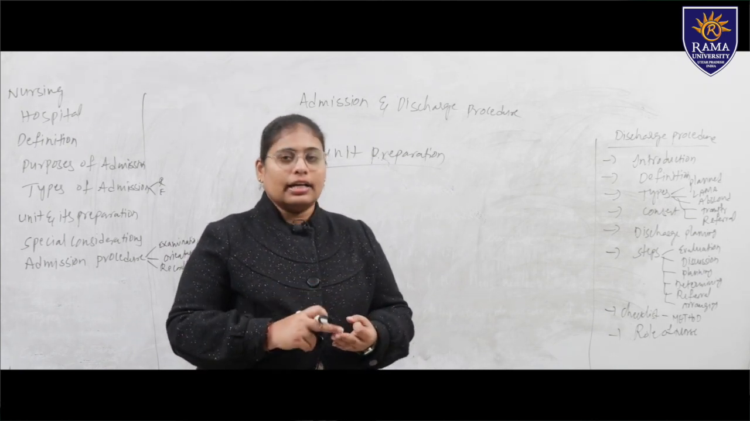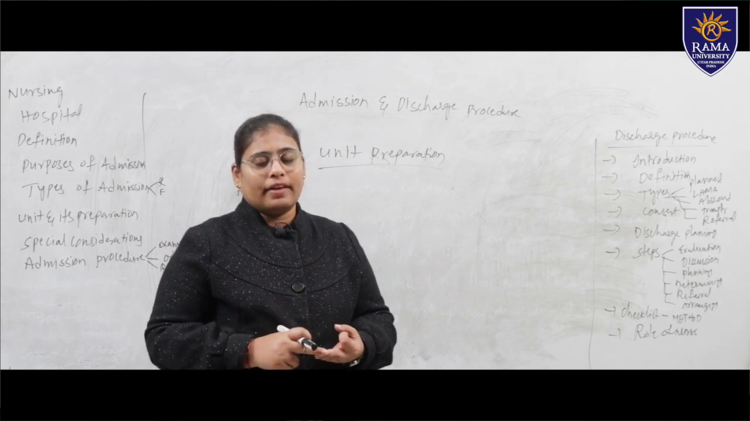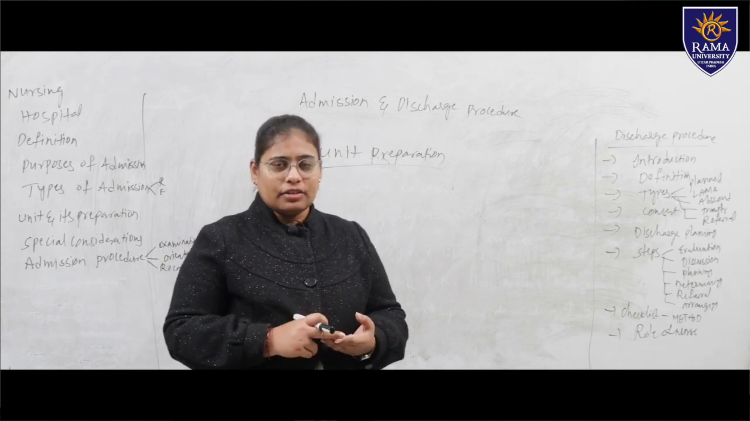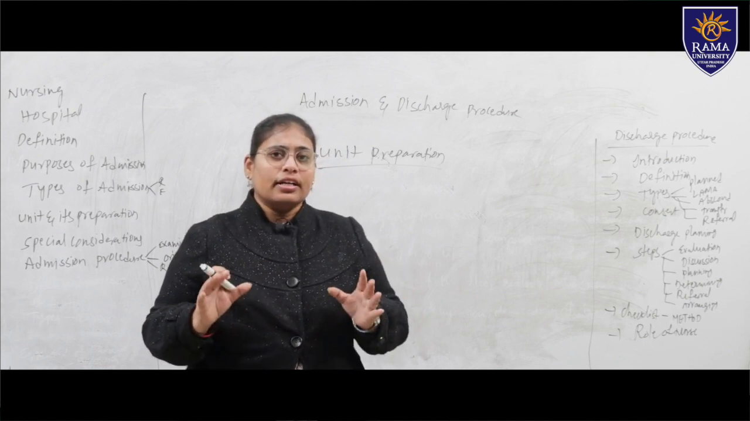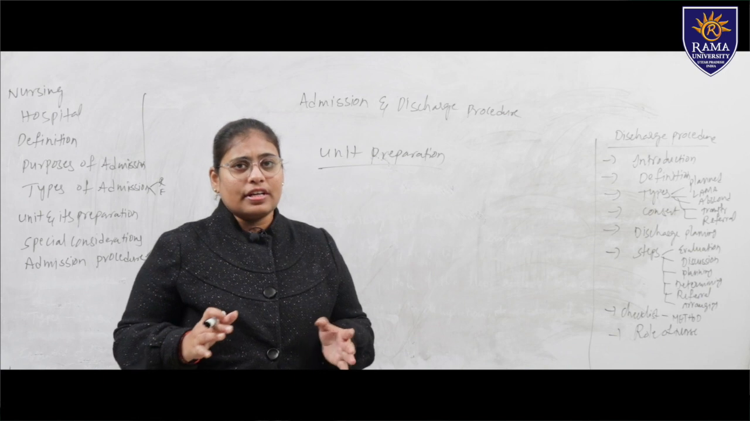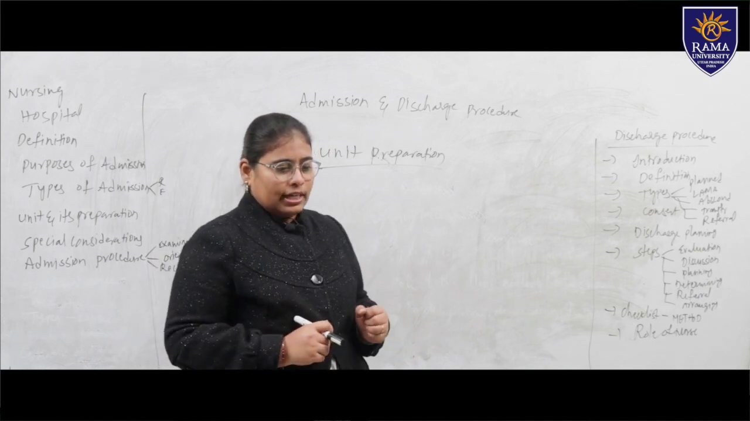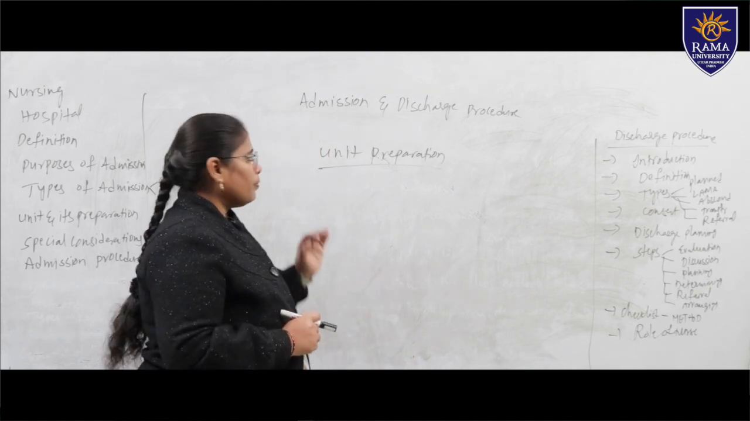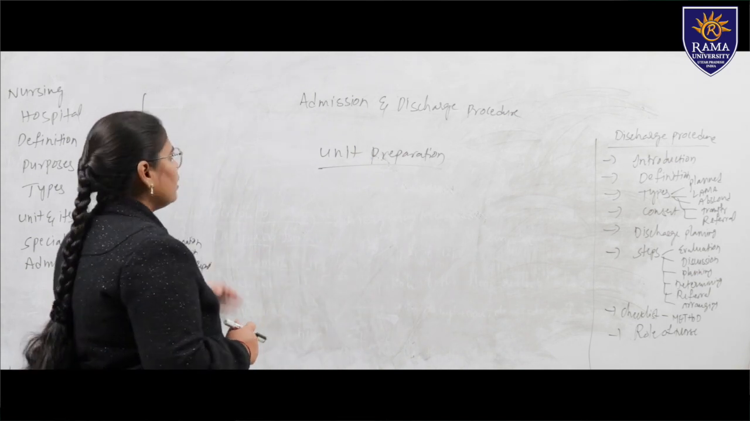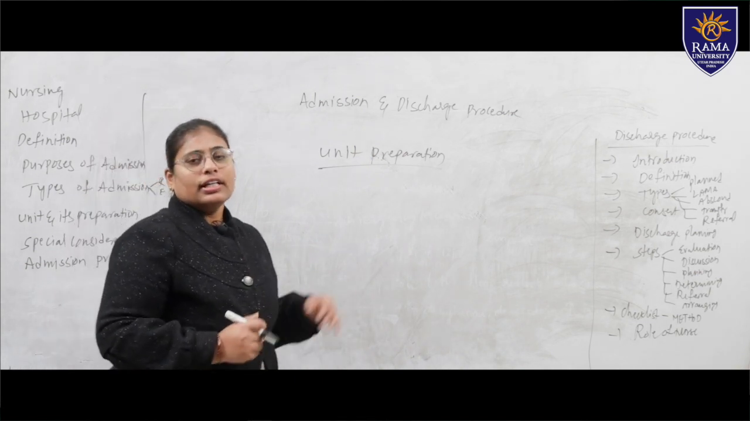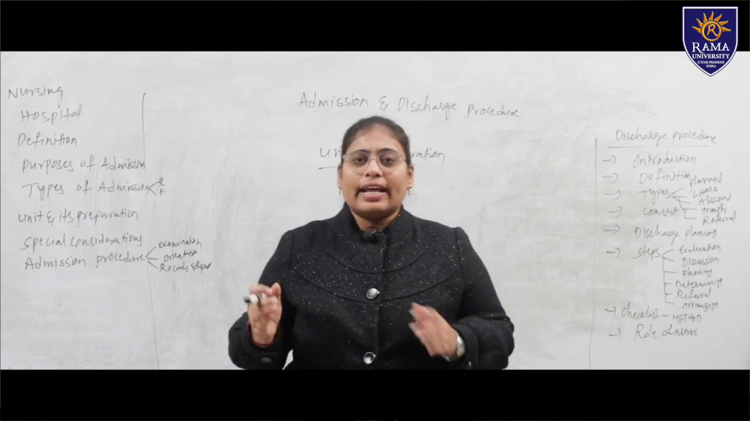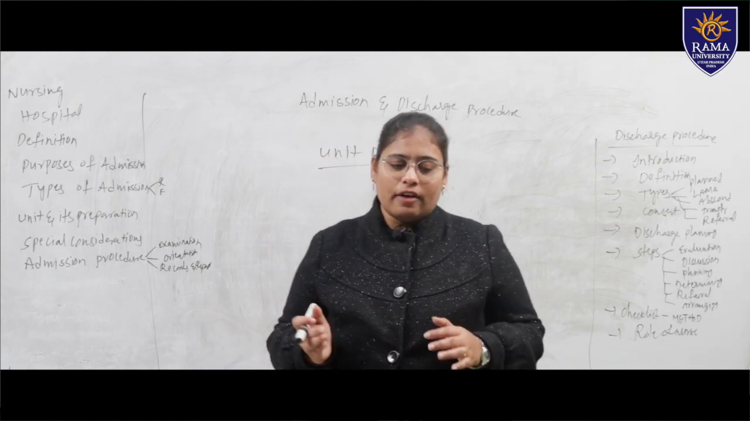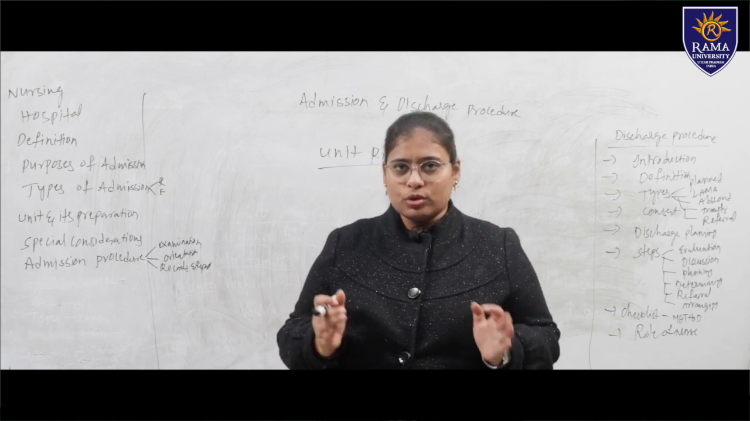The next one is patient privacy, and we have to see the ventilation for the patient and everything. We have to see whether all the equipments near the patient table are working well or not. Then after preparation of the unit, the real admission procedure will start. The real admission procedure starts once the patient comes to our ward.